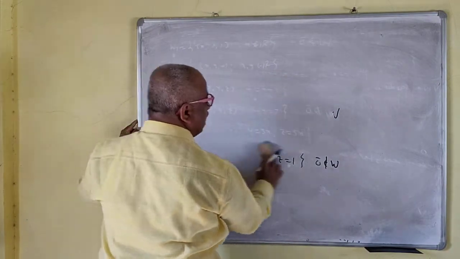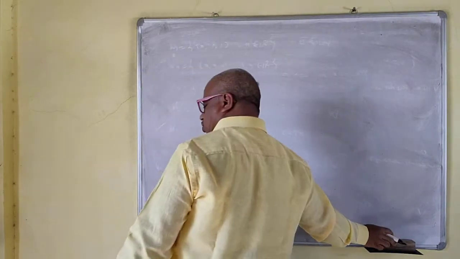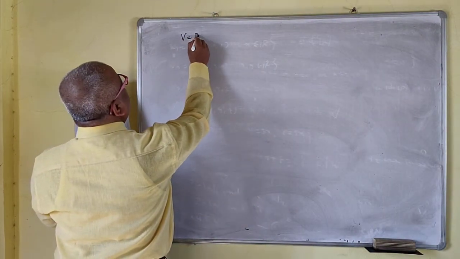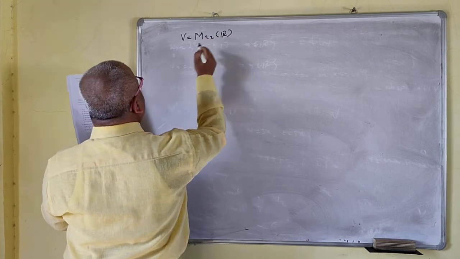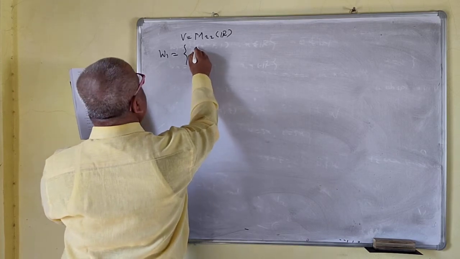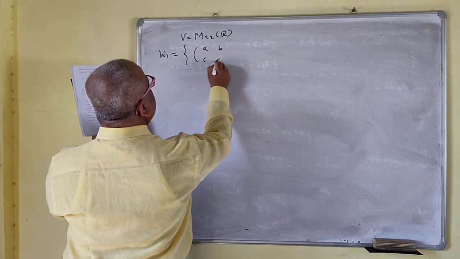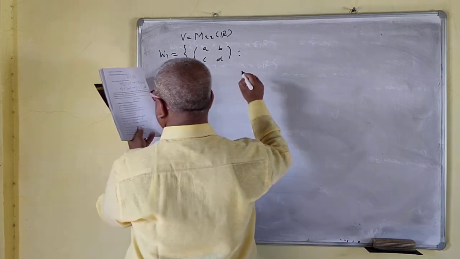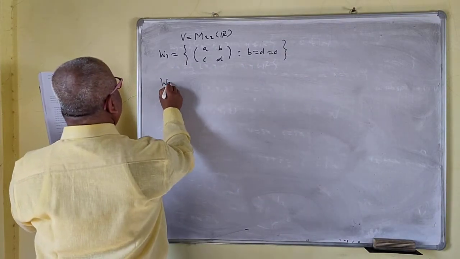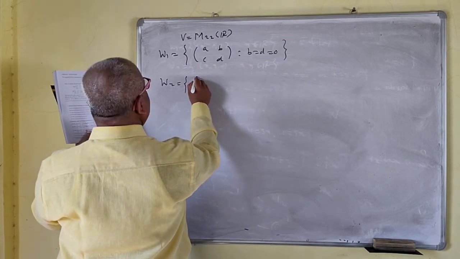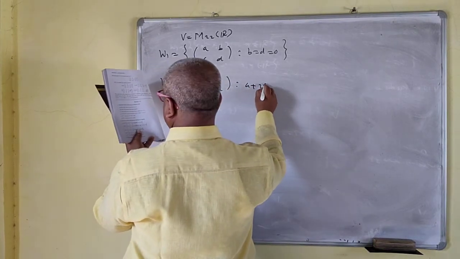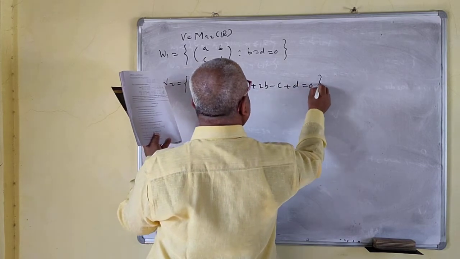So you have to show that these three are vector spaces. Okay, so next we'll take B equal to M 2 by 2 over R. Now W1 is equal to the set of matrices A, B, C, D such that B is equal to D is equal to 0. W2 is equal to the set of A, B, C, D such that A plus twice B minus C plus D is equal to 0.